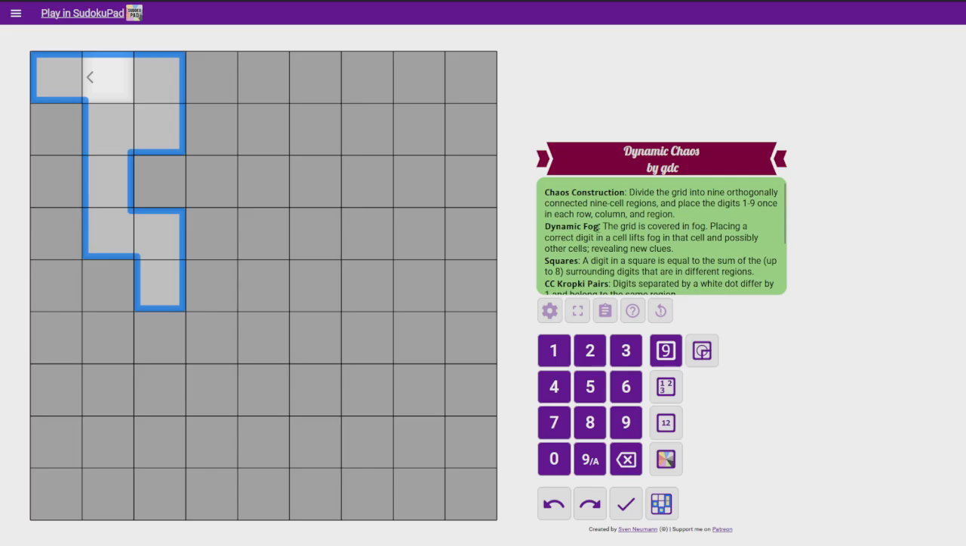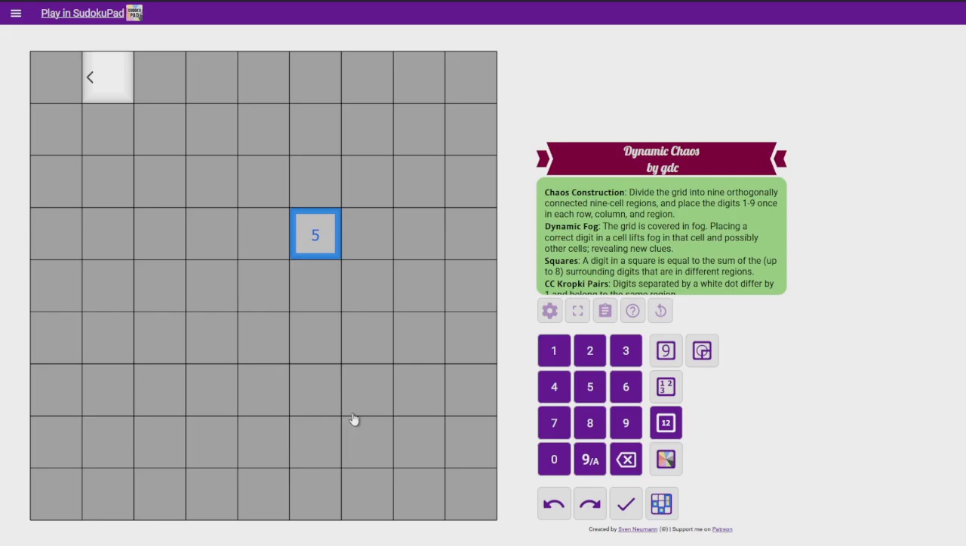Because the next rule is really interesting. It's dynamic fog. The grid is covered in fog. Placing a correct digit in a cell lifts fog in that cell and possibly other cells, revealing new clues. So what normally happens with fog is, say we somehow found through logic that digit was a 5. Well, if we then input the 5, it would lift the fog in there and then the cells directly surrounding it. With dynamic fog, it might not do that. From the rules, it seems it's always going to lift the fog in that cell, but it might lift fog over here or something, right? It might lift those cells of fog. It might do some weird stuff. It's kind of interesting, and it keeps it really fresh.